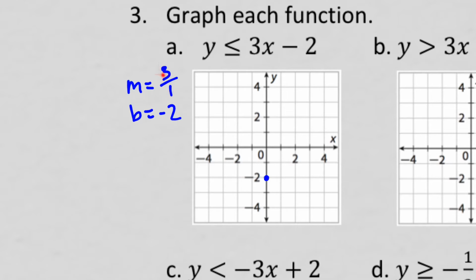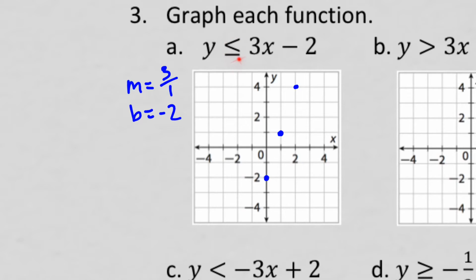You're going to go up 3. The number on top tells you to go up or down. The number on the bottom tells you to go left or right, depending on the sign. So this is positive, this is positive. That means up and to the right. So you're going to go up 3. That means 1, 2, 3, and to the right 1. Right here is where you put it. You could make more. 1, 2, 3 over 1, like that. There's your graph. And now you draw your line.